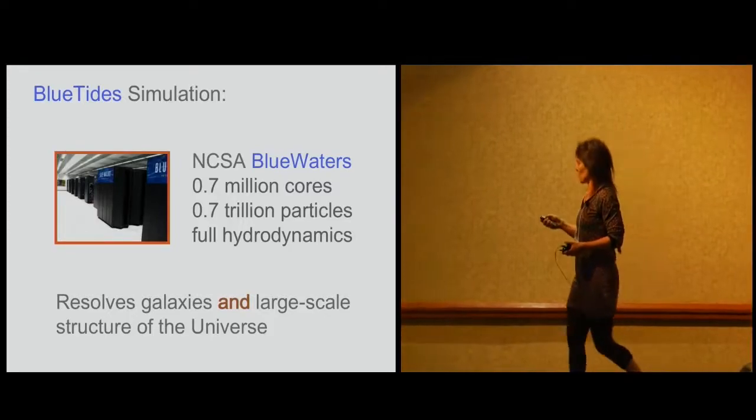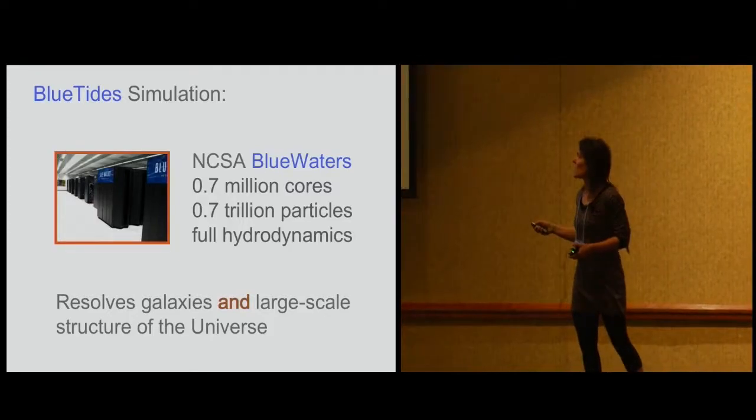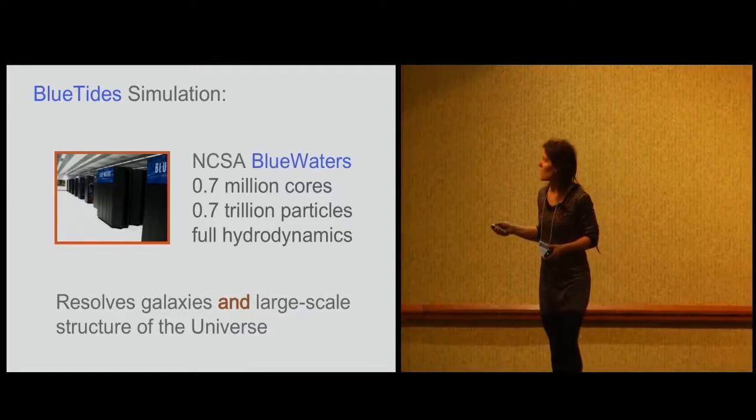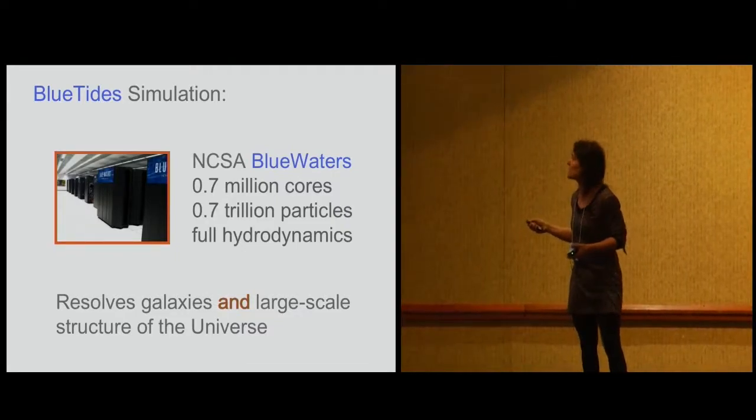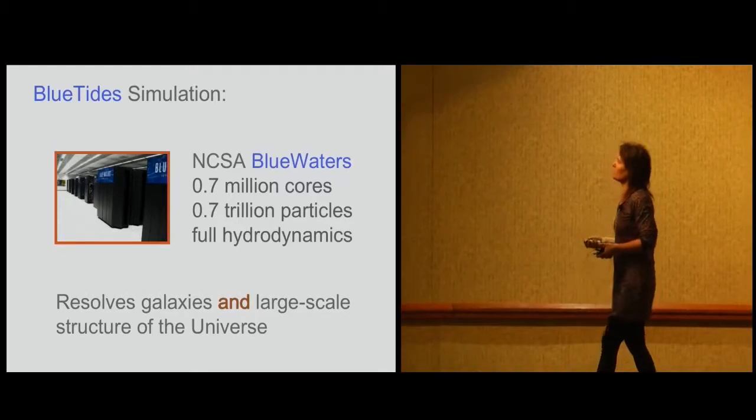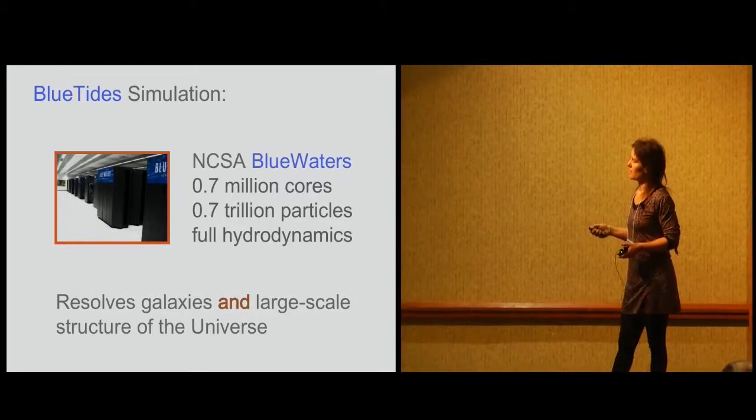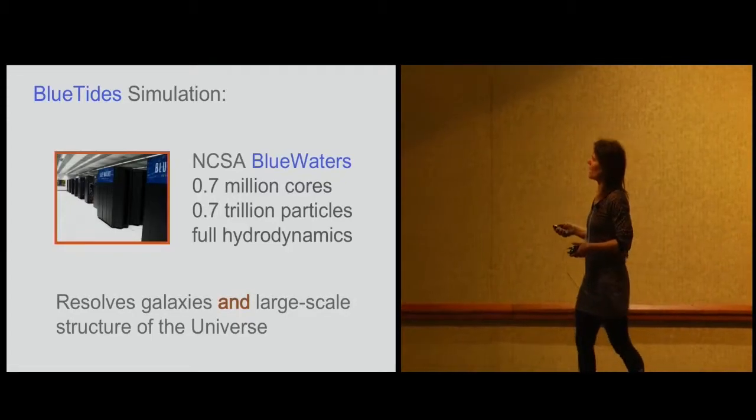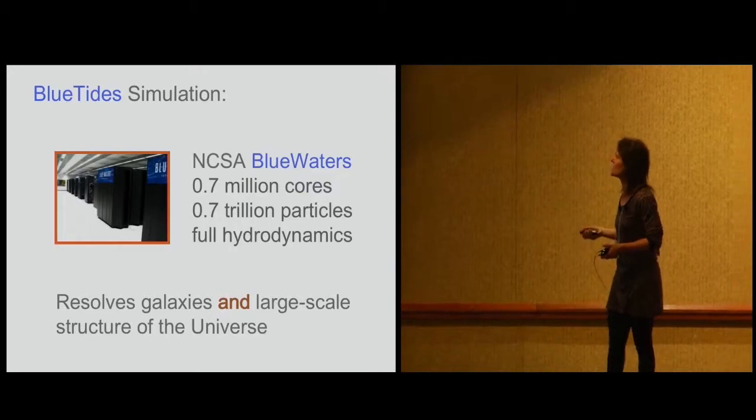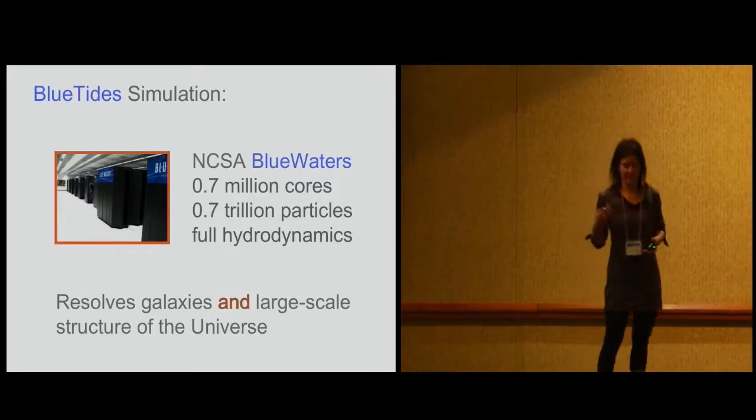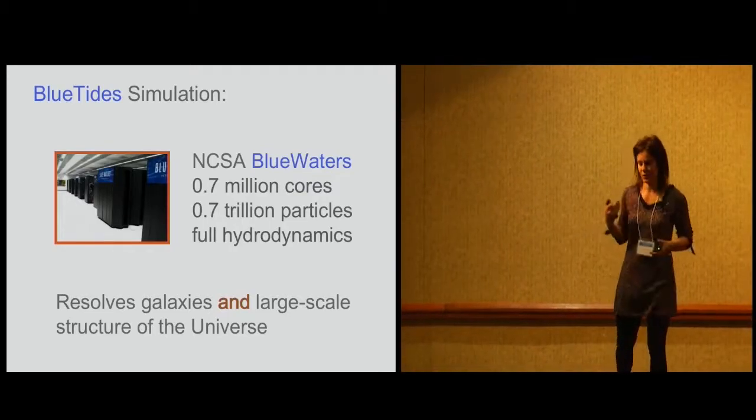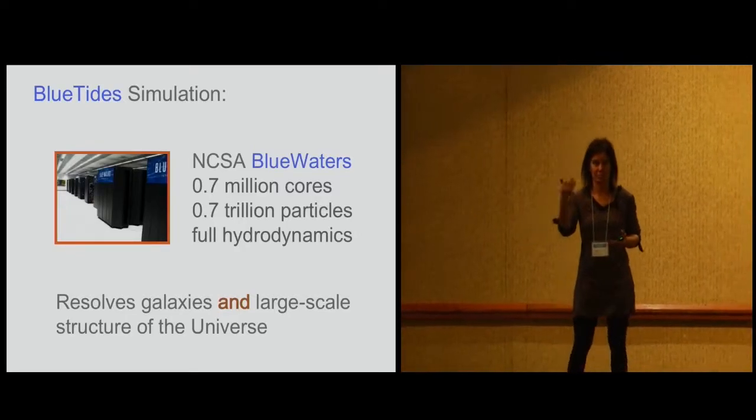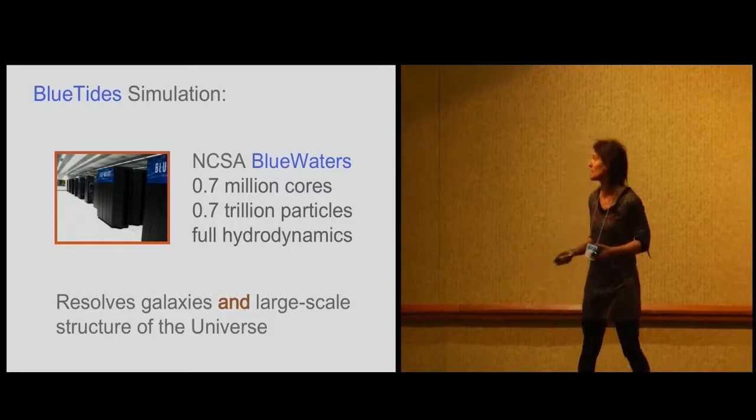So the simulation, of course, was run on Blue Waters. It has close to 1 trillion resolution elements. This is done with N-body and SPH. It's run basically on the full machine. And it also has, besides gravity, full hydrodynamics, and also all this extra physics that we need to put in to follow formation of stars, stars going supernovae, black holes, black hole growth, and so on.